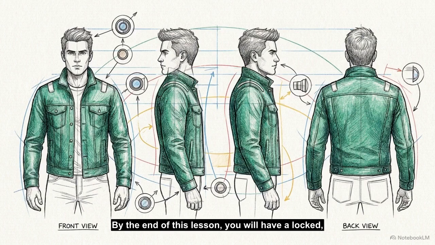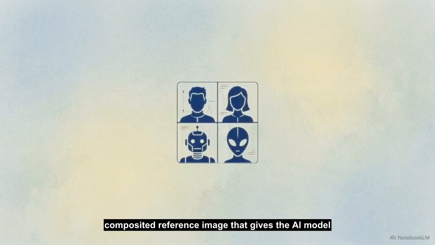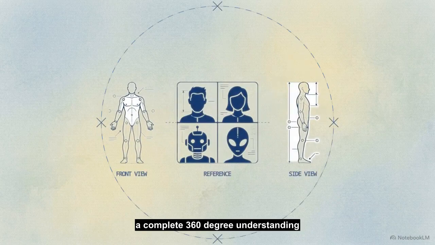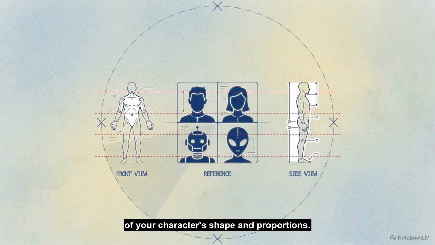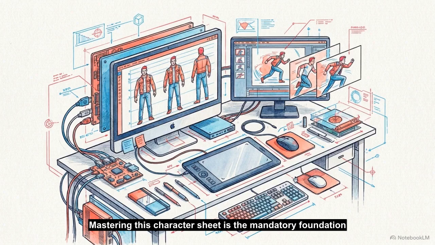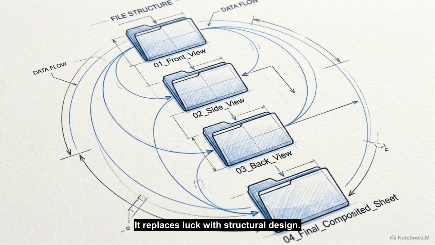By the end of this lesson, you will have a locked, composited reference image that gives the AI model a complete 360-degree understanding of your character's shape and proportions. Mastering this character sheet is the mandatory foundation upon which every subsequent frame of your project relies. It replaces luck with structural design.